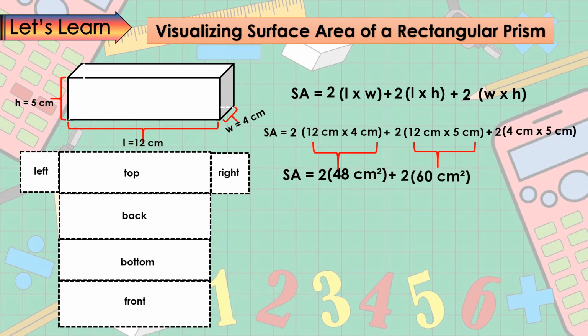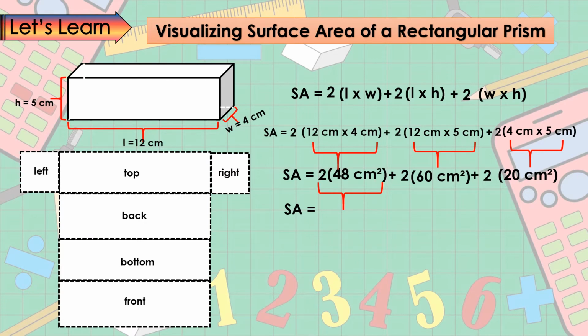So we have 60 centimeters squared plus, again, bring down 2. So we are going to multiply 4 centimeters and 5 centimeters. So we have 20 centimeters squared. Well, in this equation, we can say that the parenthesis now represents a multiplication process.